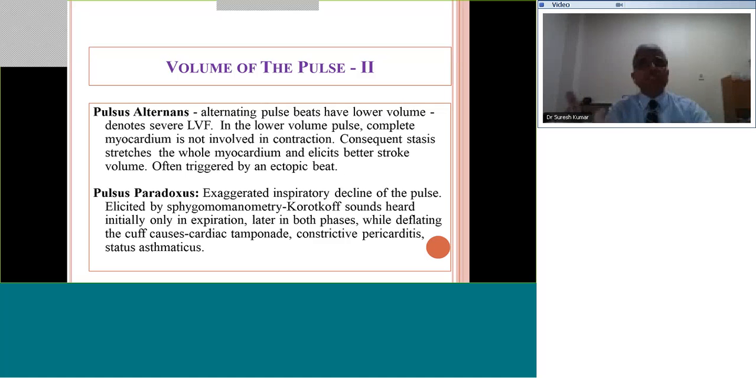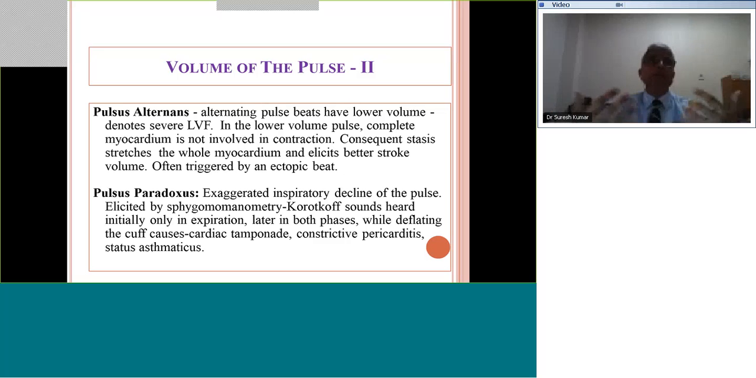In the absence of an ectopic beat, you would expect that this sequence ends and all the beats should have the same volume. But in pulsus alternans, that's not the case. Alternating beats continue to have lower volume, and that is the feature of pulsus alternans. Pulsus paradoxus is a different entity. It means the normal inspiratory decline of the pulse is exaggerated.